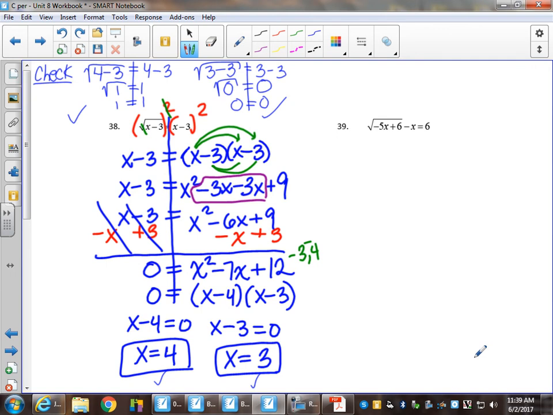If one of these had failed, would the whole question be no solution? No, because you still have the other one that did work, that did check. So it's only if both of these failed would that have been a no solution. Very good.